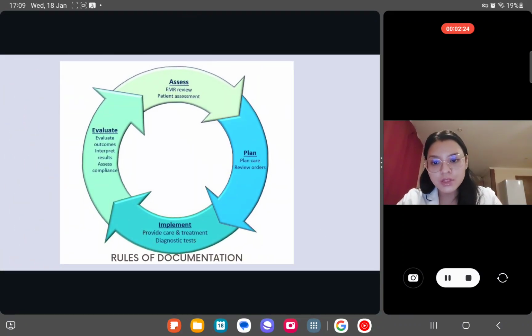So here are the rules of documentation, starting with assess. In assess, there are EMR review and patient assessment. Next step is plan, in which plan care and review orders. After plan is implement, which is provide care and treatment and also diagnostic tests. And ending with evaluate, in which evaluate outcomes, interpret results, and assess compliance are applied in this step.